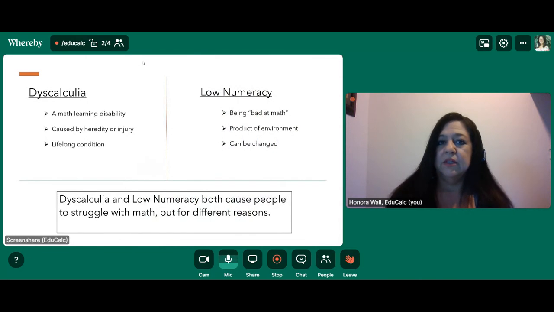Dyscalculia and low numeracy look very much alike. It can be hard to know which issue is happening to your child and which one you need to address. There are some important differences between them. Dyscalculia is a math learning disability caused either by heredity or by an injury, and it is a lifelong condition. Low numeracy is also called being bad at math. It's a product of our environment. It's not something that we are born with, and we can change low numeracy. Both of these conditions cause people to struggle with math, sometimes for many years.